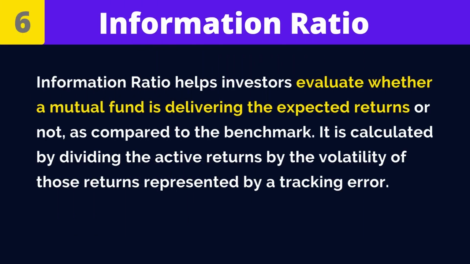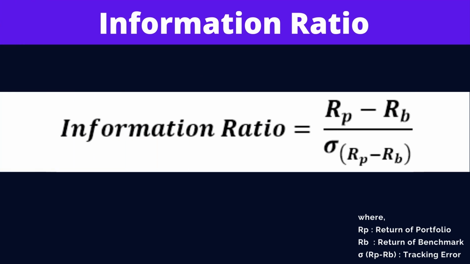Number 6. Information Ratio. Information ratio helps investors evaluate whether a mutual fund is delivering the expected returns or not, as compared to the benchmark. It is calculated by dividing the active returns by the volatility of those returns represented by a tracking error. The formula for information ratio is derived by dividing the excess rate of return of the portfolio, over and above the benchmark return by the tracking error.